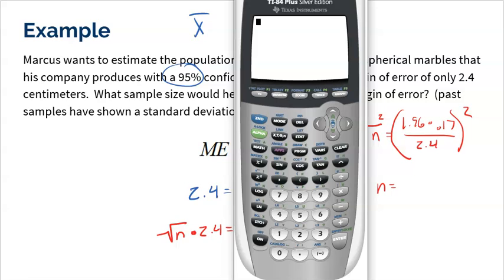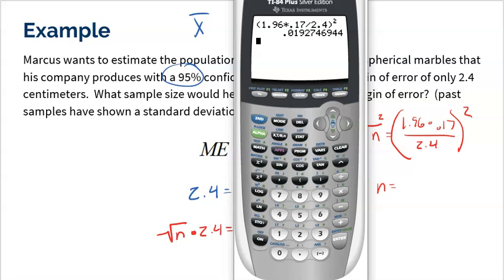All right, so let's see here. I'm going to use some parentheses. 1.96 times 0.17 divided by 2.4. And I got to square all that. So notice I'm not rounding anything. I'm typing everything in all at once. And I get a very, very small sample.